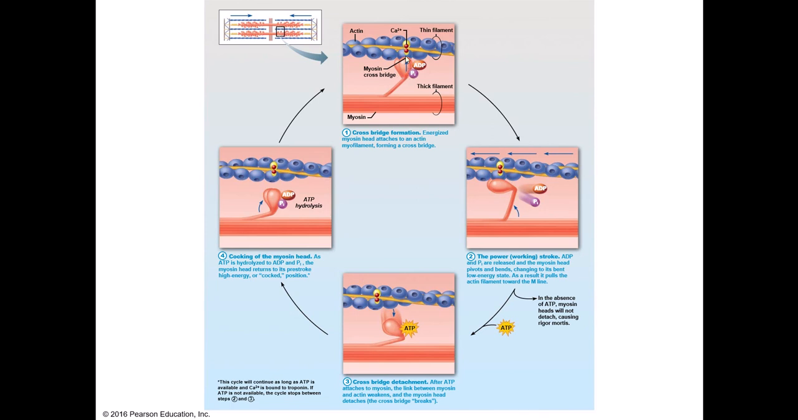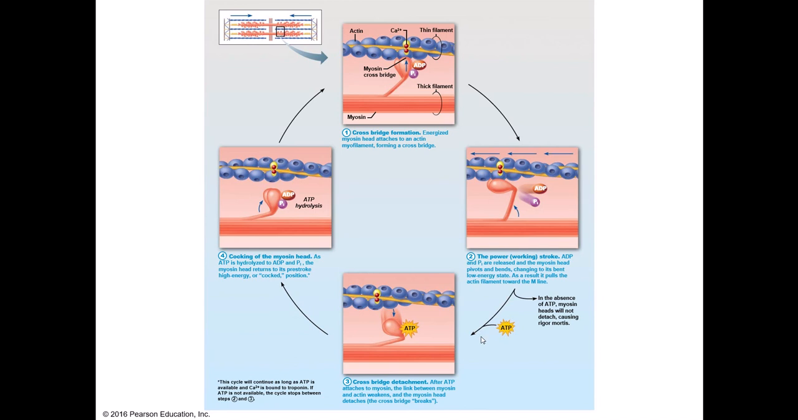The head of the myosin will grab onto the little actin protein, and we get our crossbridge. The next step is what we call the power stroke. The myosin head essentially pivots and bends. It's called the power stroke, the working stroke. It's like rowing, right? And that slides the actin filament 1 unit towards the middle of the sarcomere.